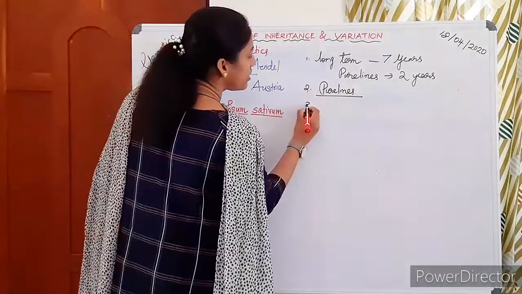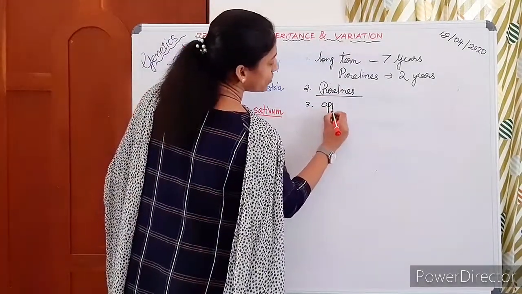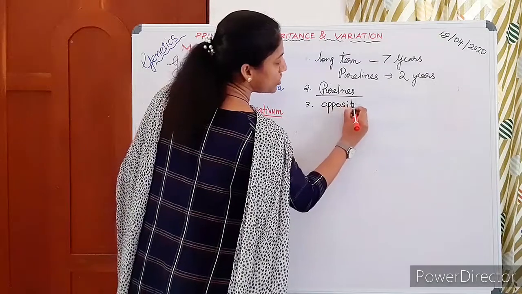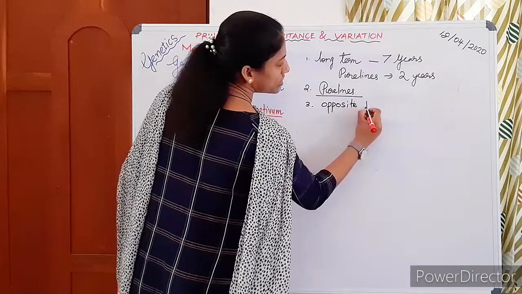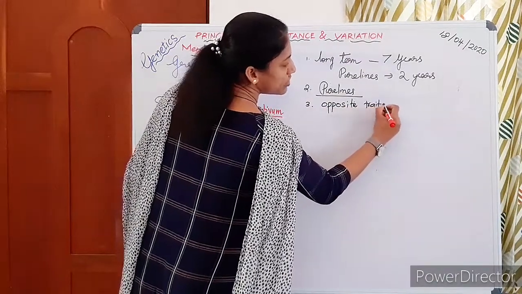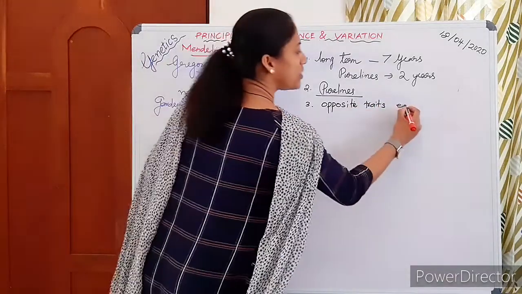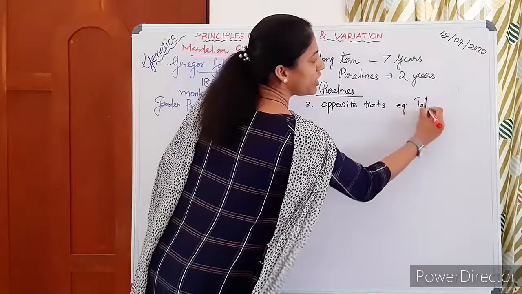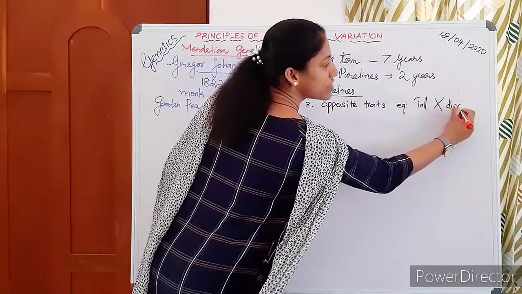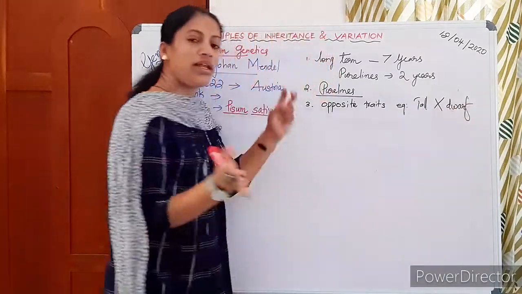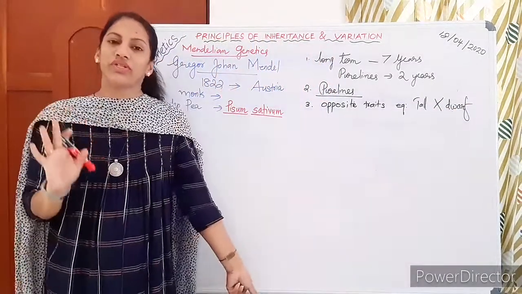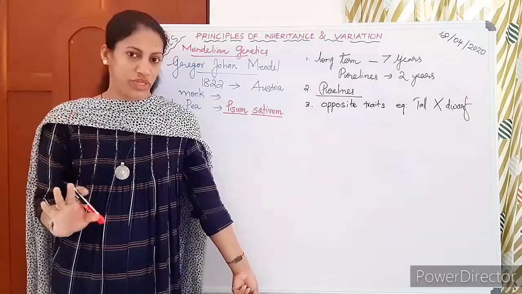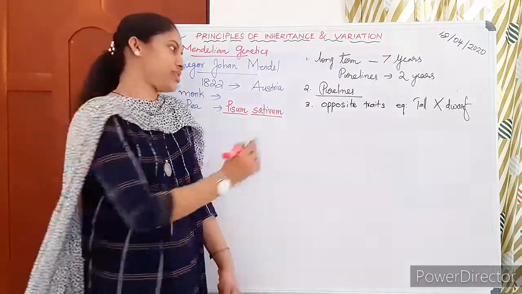Another thing is that for his experiments he always used opposite or contrasting traits. For example, if one is tall, he took the other one as extreme dwarf. Likewise, he always selected contrasting features for his experiment. That is another reason for his success.